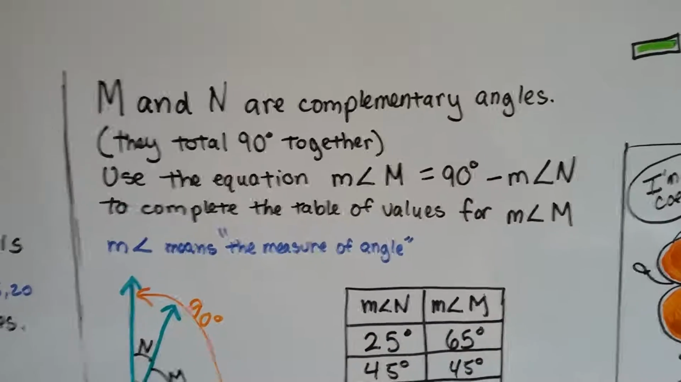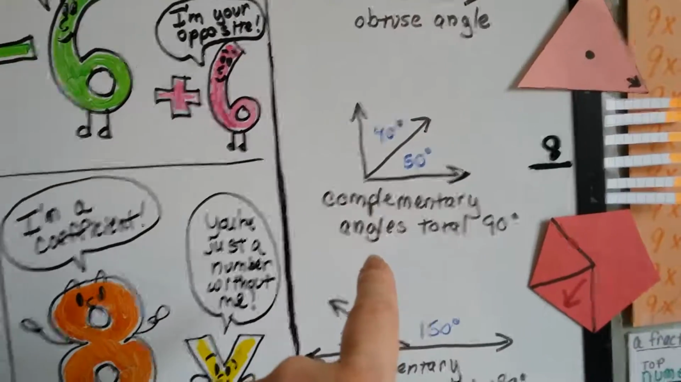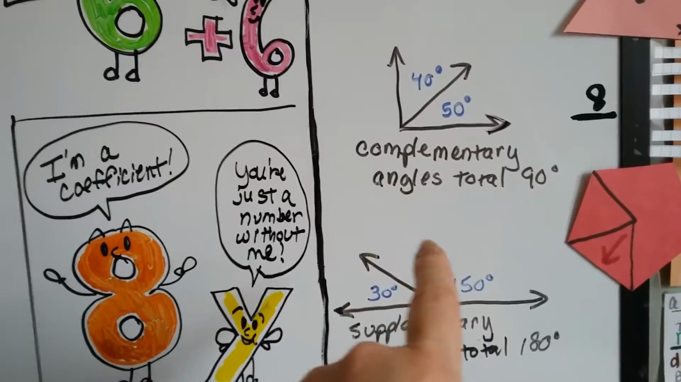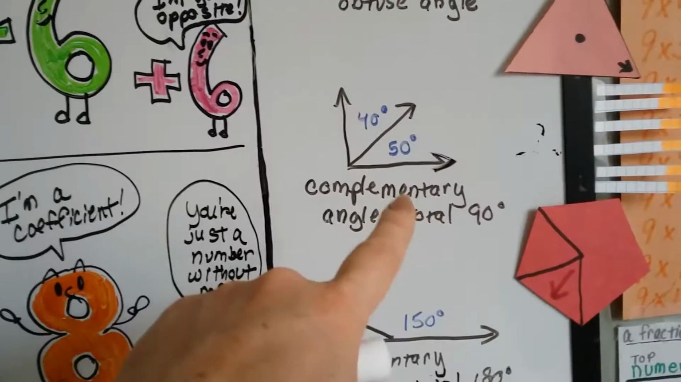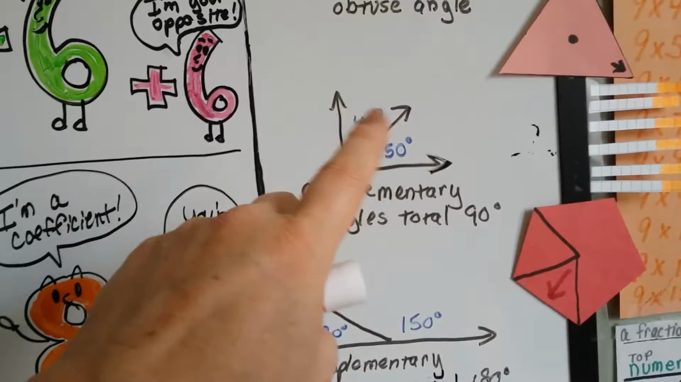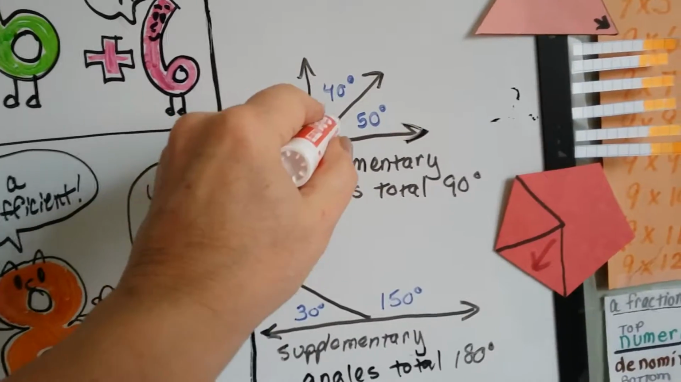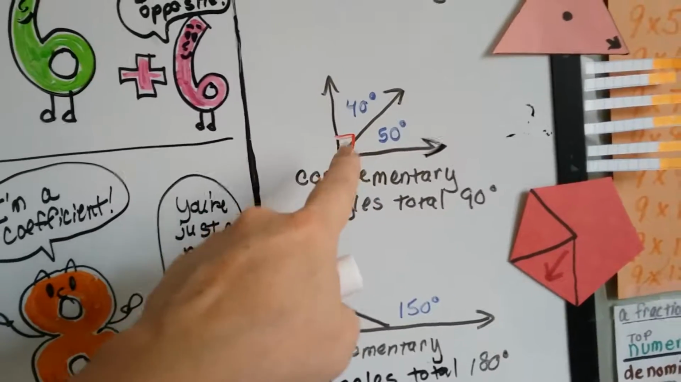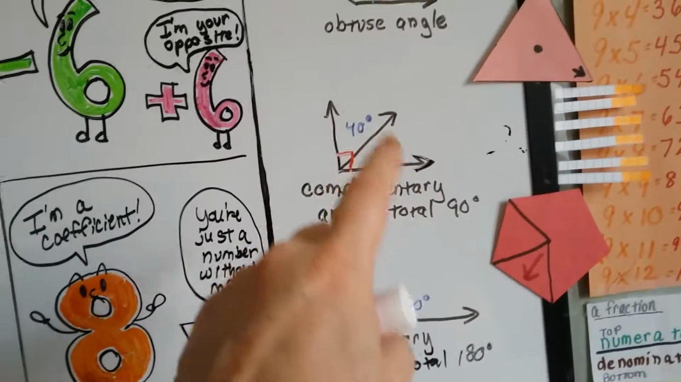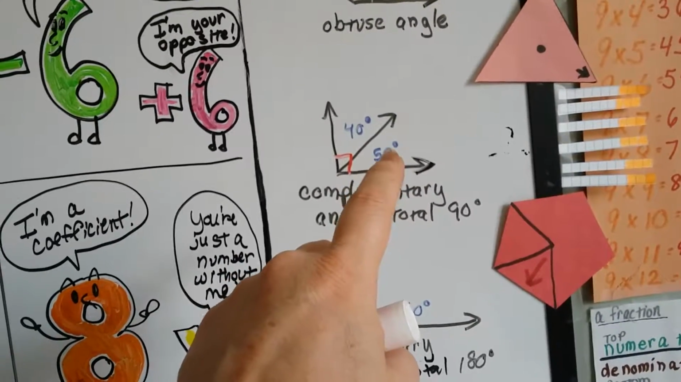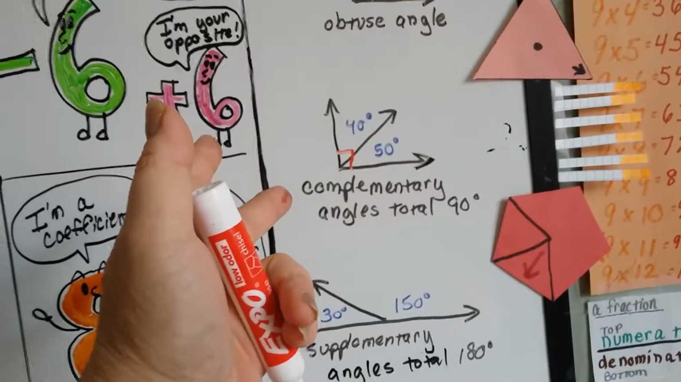So look at this one. M and N are complementary angles. They total 90 degrees together. All right, so I've got my little geometry that I keep on the side of my board here at all times because I just love geometry. So if you look here, complementary angles total 90 degrees. Whatever this angle is and this angle is going to be 90 degrees because there's the little box here that tells you it's a right angle, okay? That it's a 90-degree angle. So you can find out what one angle is if you know what the other one is. If this one's 50, that one's got to be 40 because it has to equal 90, see?